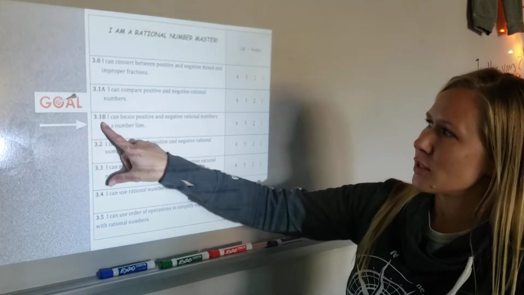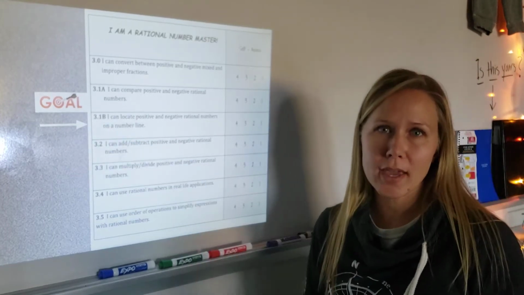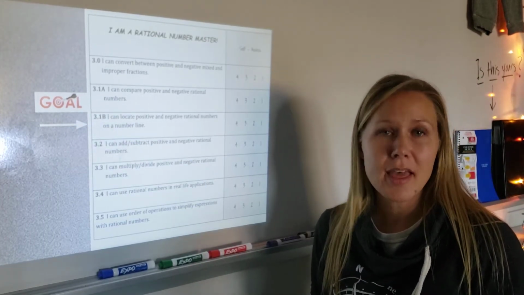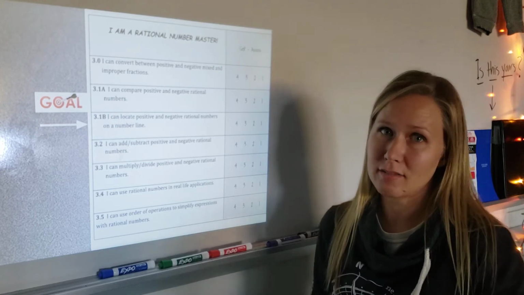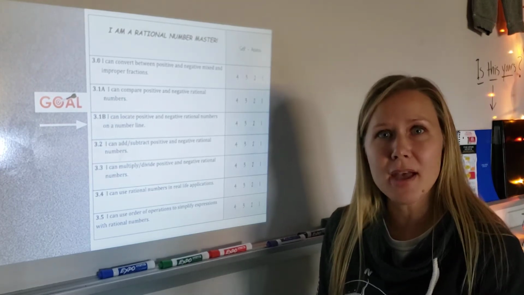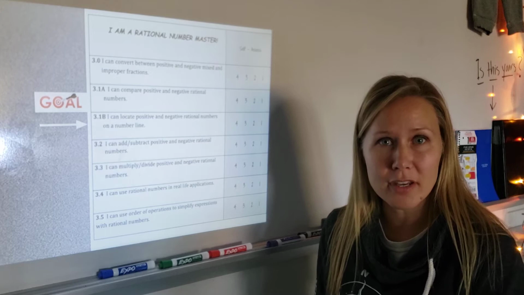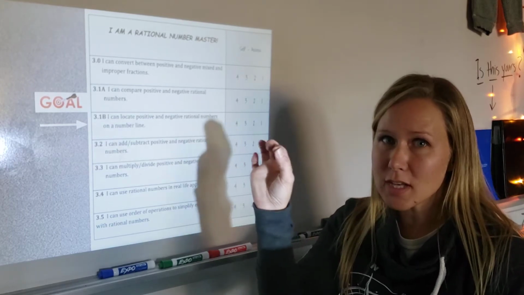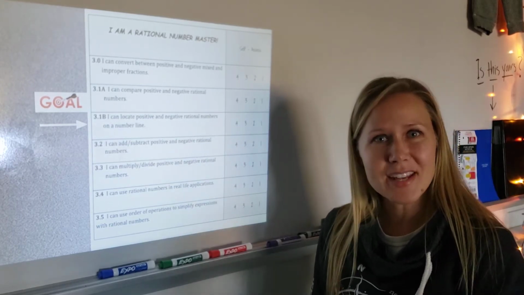Our goal for lesson 3.1b is to locate rational numbers on the number line. That means both positive and negative numbers. Yesterday we compared them and today we're going to locate them on the number line. That means plot with a dot where they're located. We're going to see negative numbers too.